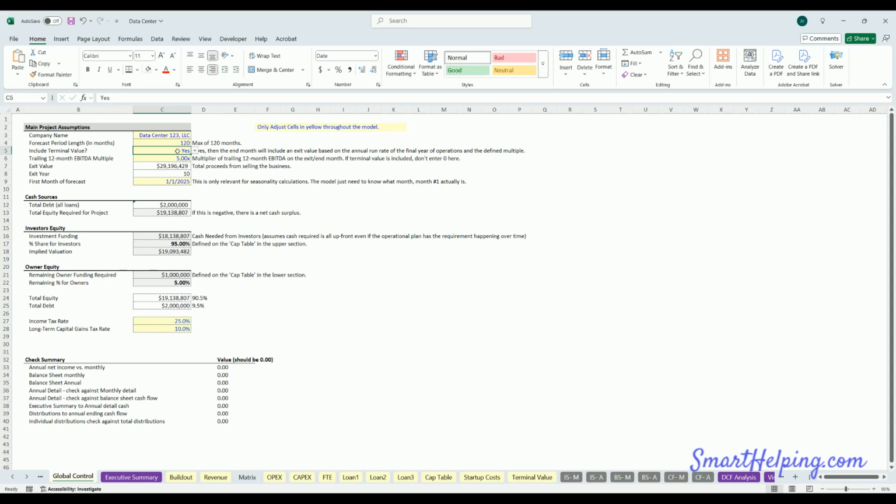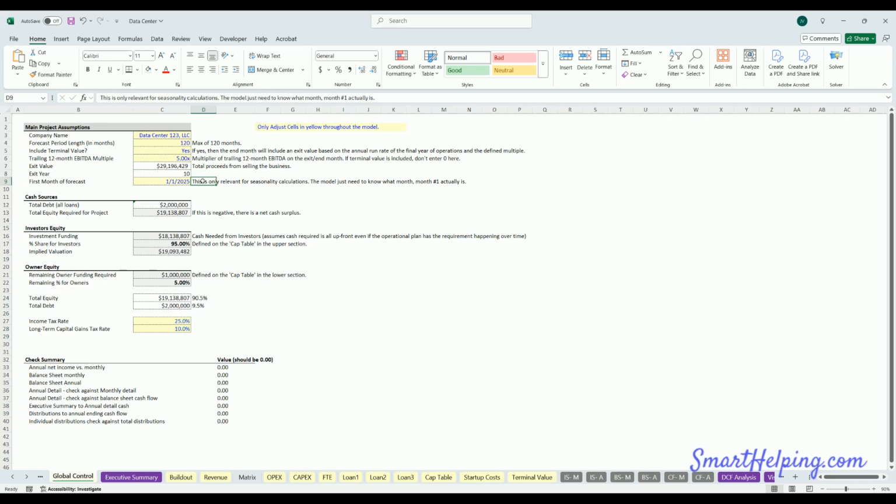You can also choose to include the terminal value or not, and it's going to be based on a multiple of the trailing 12-month EBITDA against the forecast end period. You can also put the first month forecast here. This is not really going to do anything except give you a display just so you can see what month number one actually is. And the only reason why that's relevant is for seasonality.